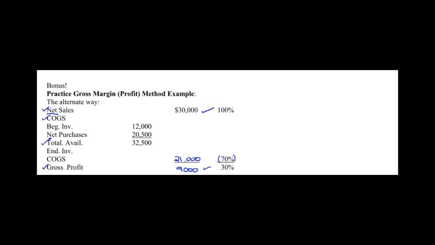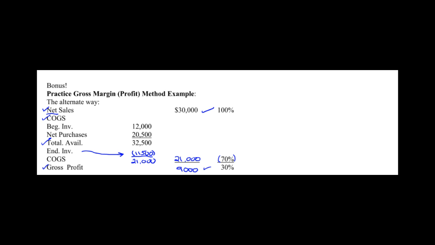I'm going to move the 21,000 over to this column, so I think it's useful to put over here so you can see exactly how related to ending inventory that number really is. If you have total available of 32,500 and you have cost of goods sold of 21,000, then whatever that difference is must be ending inventory. If you subtract 21,000 from 32,500, you find that the number is 11,500, and that would be your estimate for ending inventory.